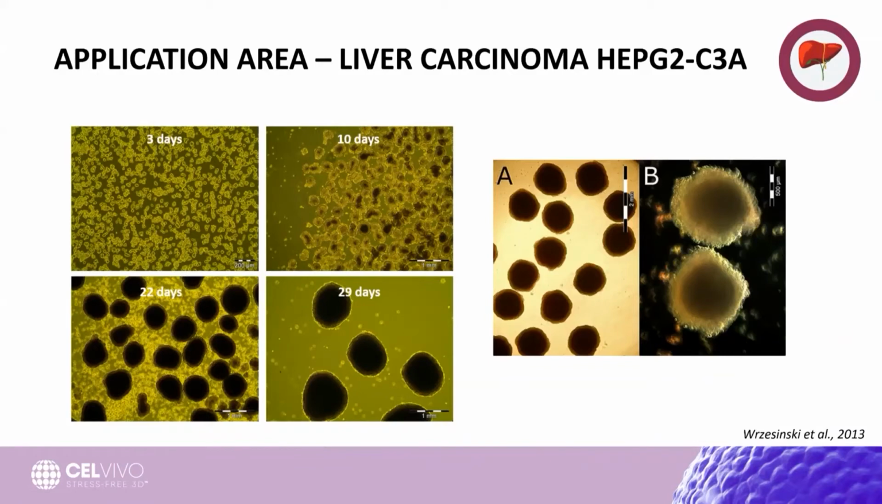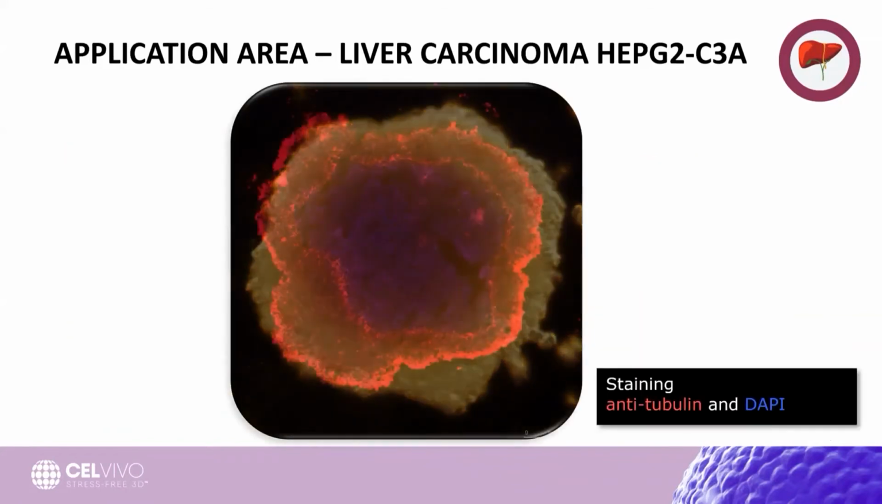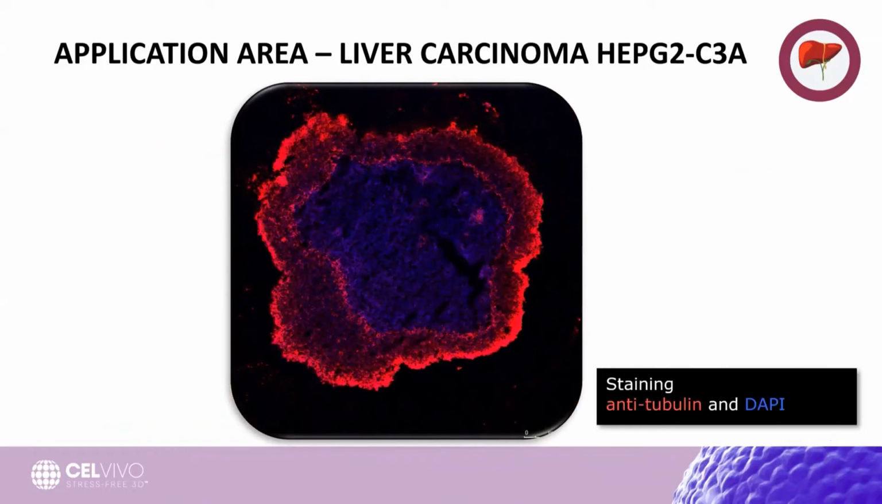The inside of such a spheroid will look like this when you stain it. Here you can see this is stained with DAPI and for tubulin. What's interesting about this is not really the structure of the spheroid, but that you see the DAPI is actually all over the spheroid. This is a cross-section of the spheroid that has been stained for DAPI.